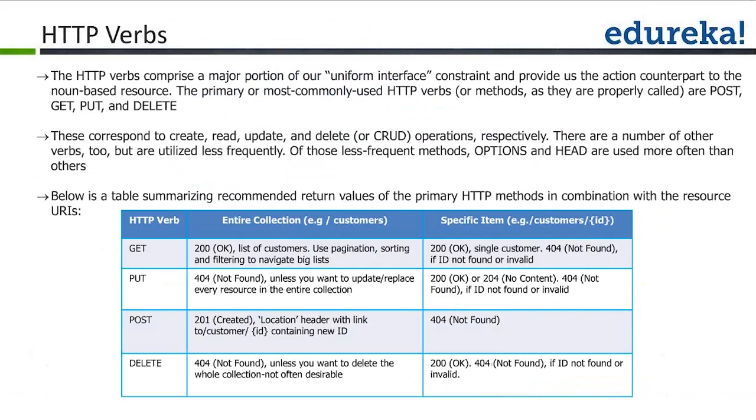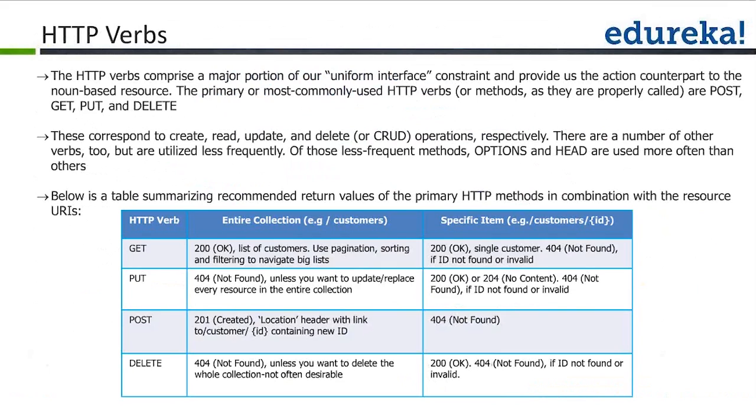So now there is a term called HTTP verbs, and you have already taken a look at what this is all about. But you might not know that all these method names actually come under HTTP verbs. So when we say get, put, post and delete, they are actually all HTTP verbs. HTTP verbs comprise a portion of the uniform interface constraint, which we have already looked at in the class day before yesterday, and provide the action counterpart to the noun-based resource.